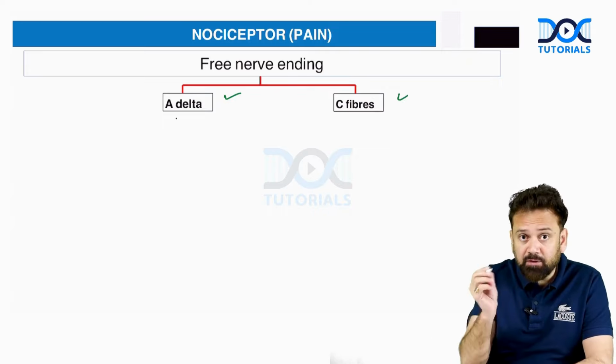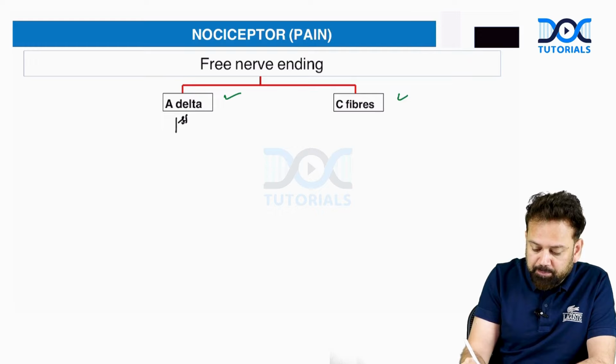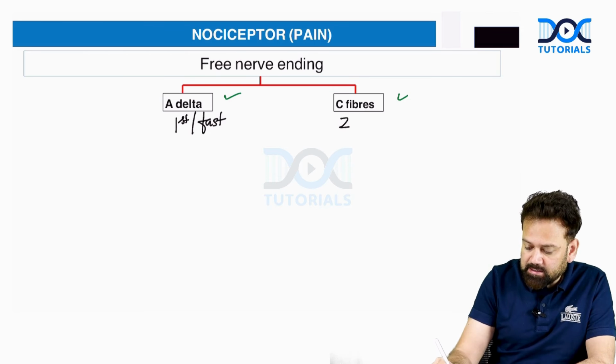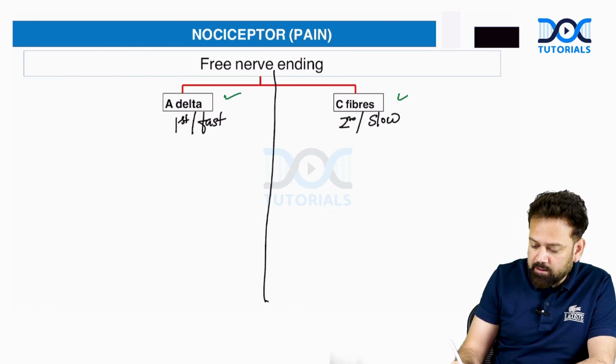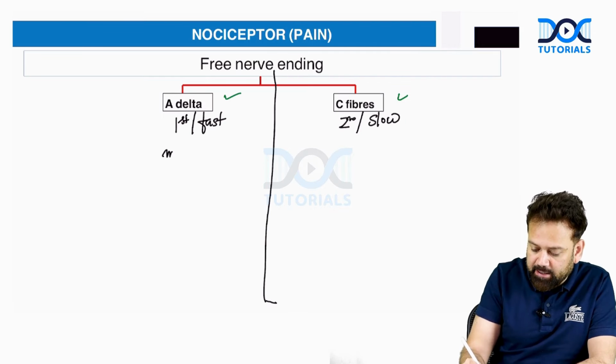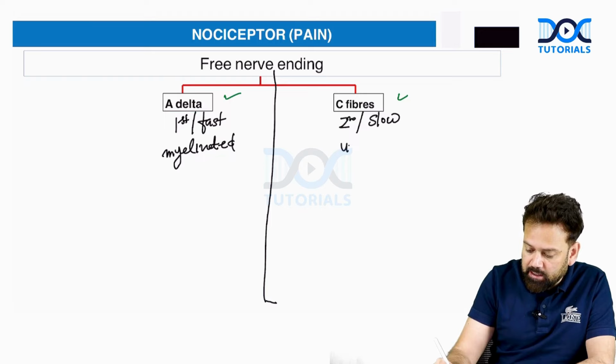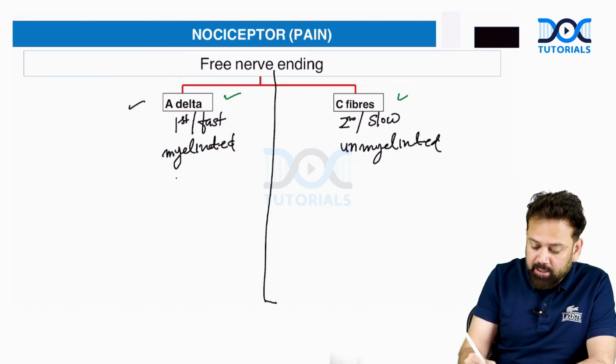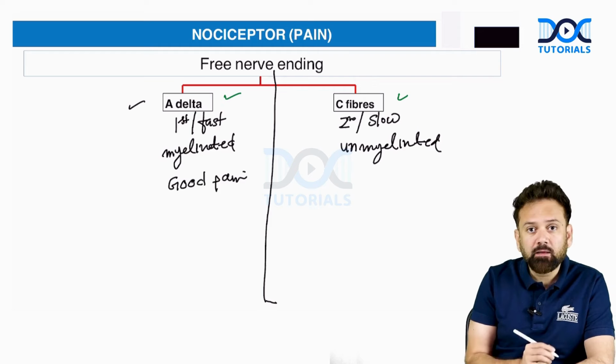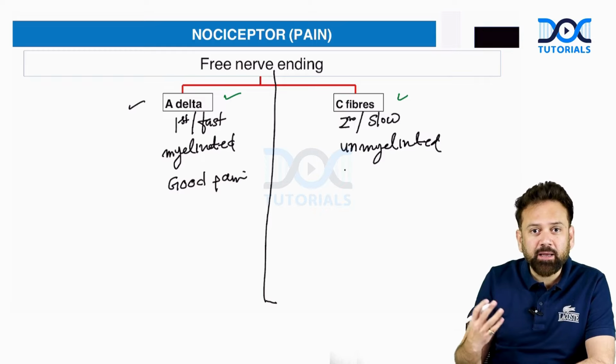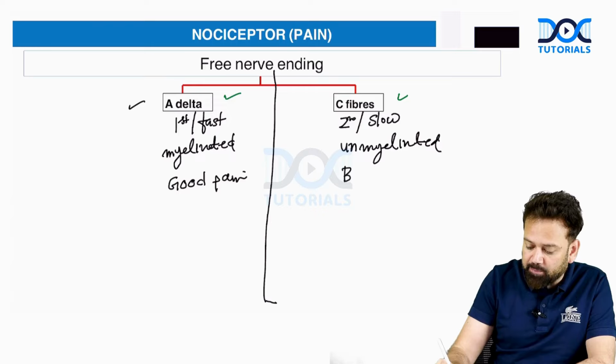What is the difference between these two? A delta is for first pain, also called fast pain. C fiber is for second pain, also called slow pain. Very simple. A fibers are myelinated, and C fibers are unmyelinated. A delta is for fast pain or first pain, and this is called good pain because it helps in localizing the pain. C fibers carry psychological pain, visceral pain, burning pain. So they are called bad pain.